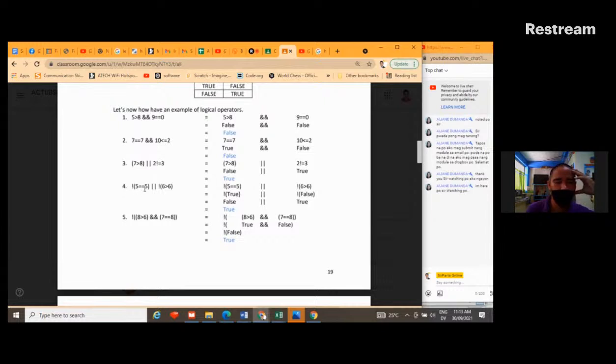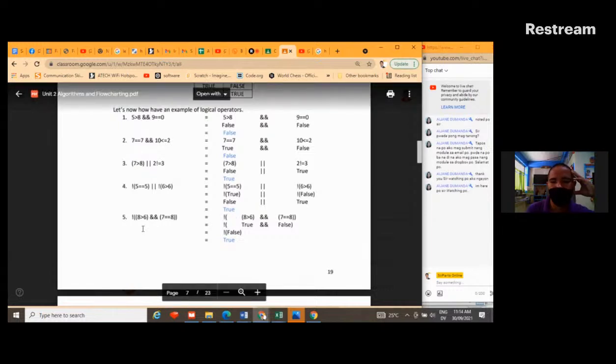Okay, so number 4. NOT 5 is equal to 5, or NOT 6 is greater than 6. 5 is equal to 5 is true, so this is NOT true. You have to reverse it, so that is false. And in here, NOT 6 is greater than 6. 6 is greater than 6 is false. NOT false, so that's true. So false or true. If there's a true in OR, the output is true. That's correct. It's true.